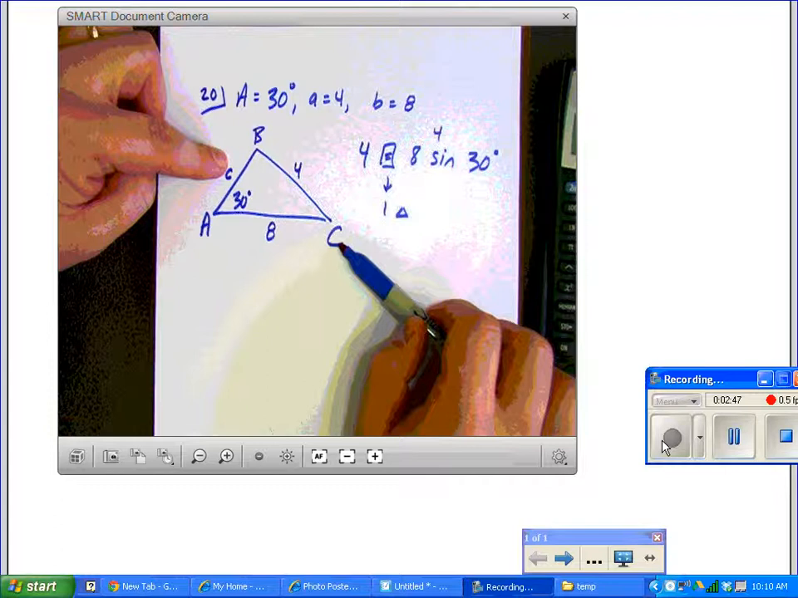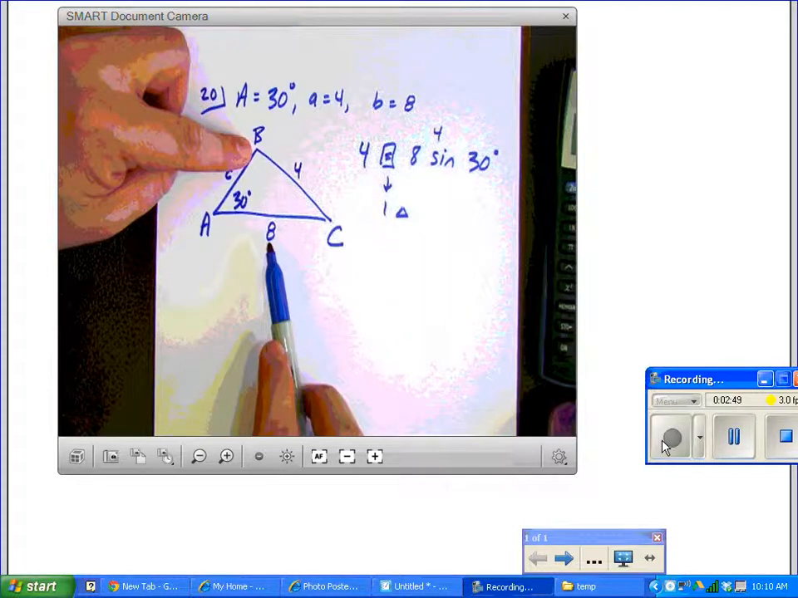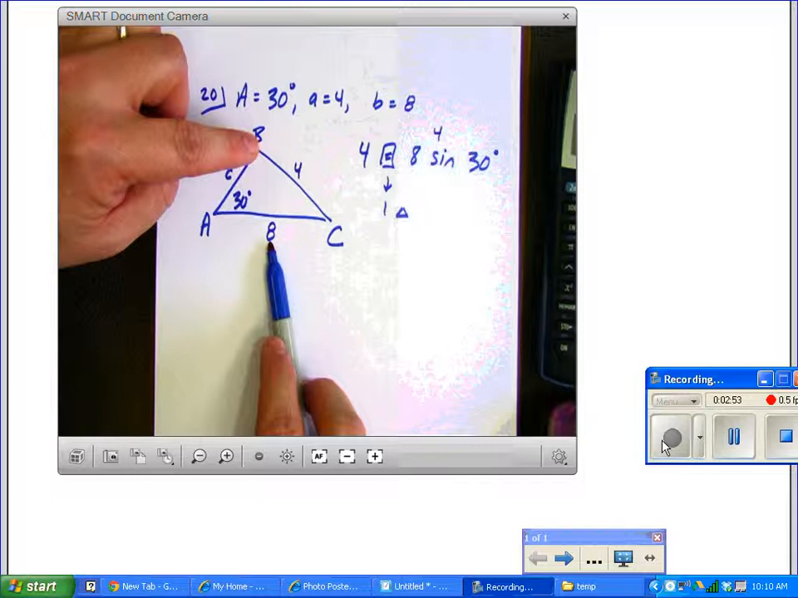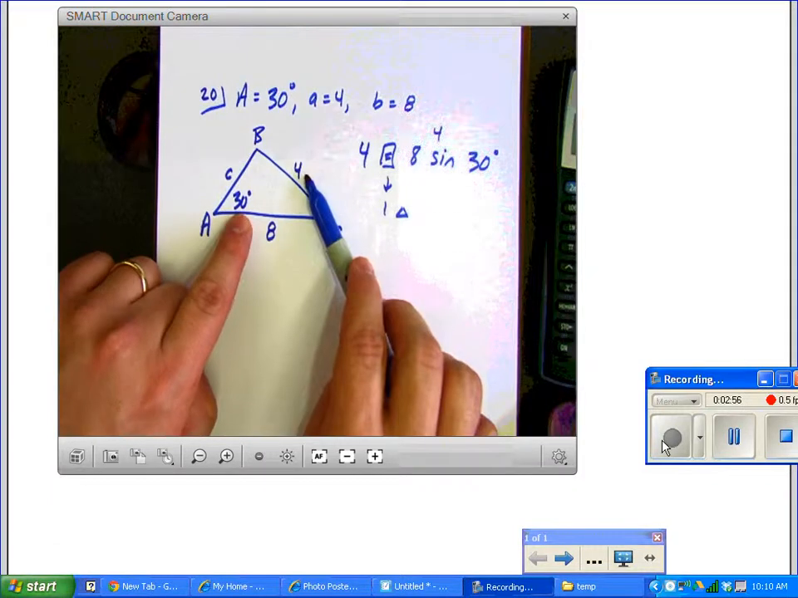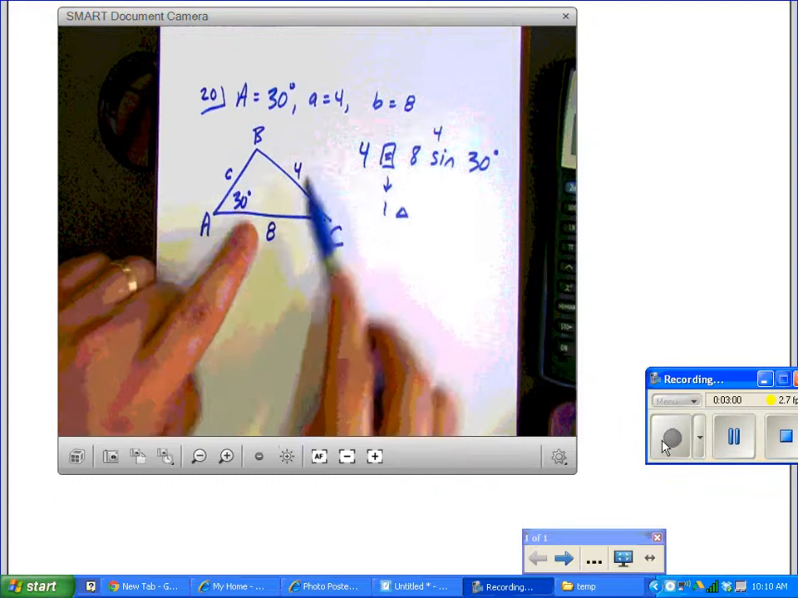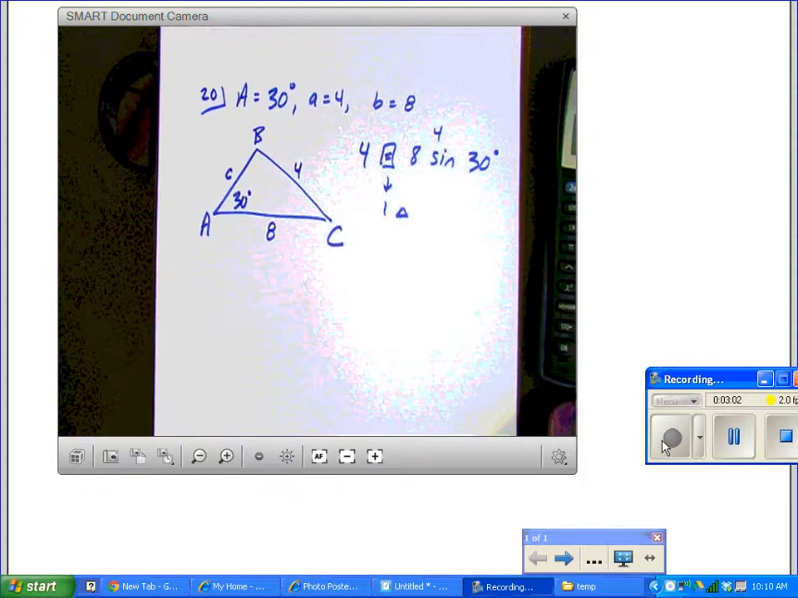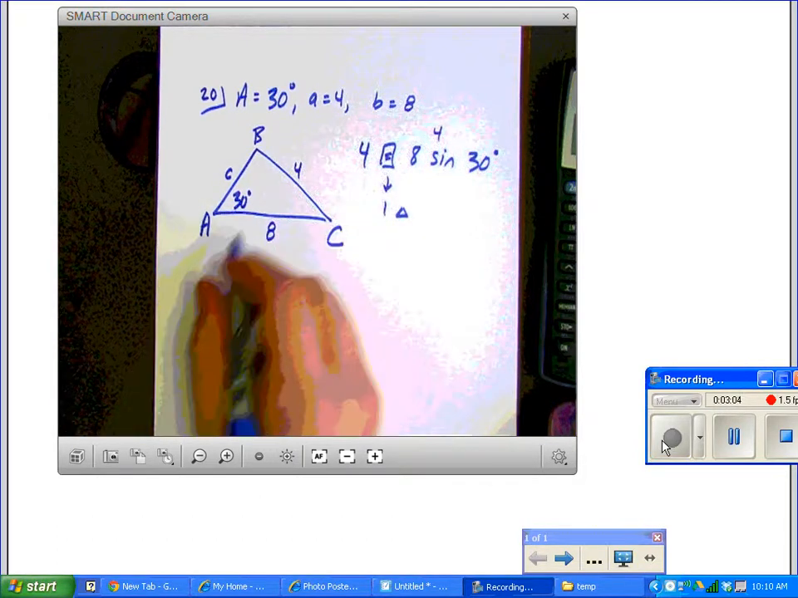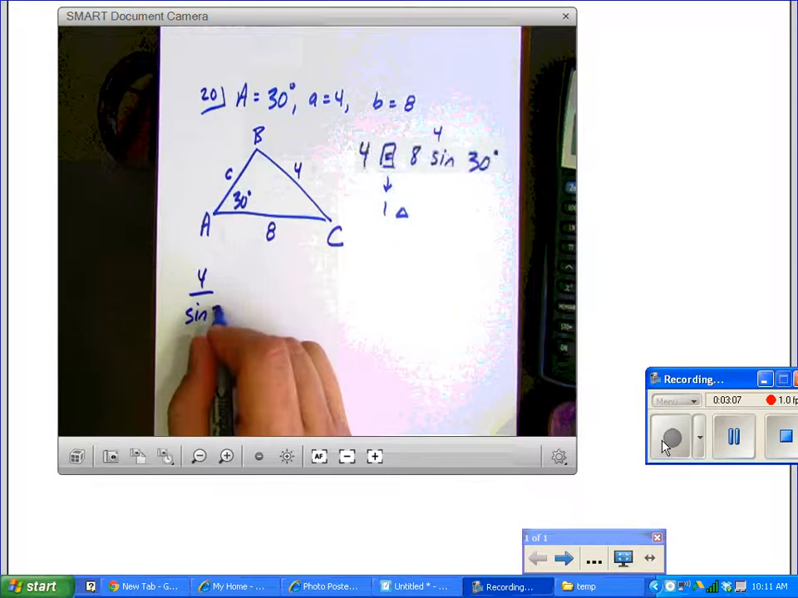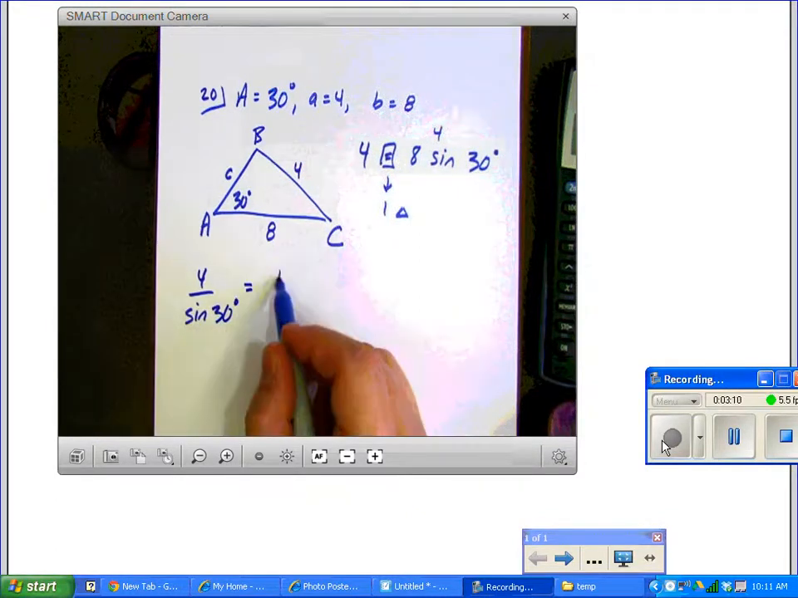With the B ratio, you know the side, but you don't know the angle. So we could use that one, along with these two. So let's set up this one and say 4 over sine of 30 equals 8 over sine of B. That's a over sine of A equals b over sine of B.